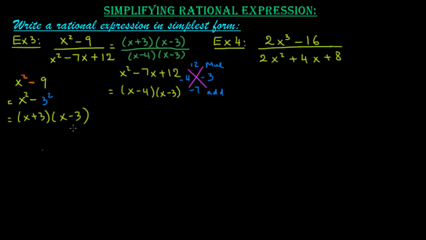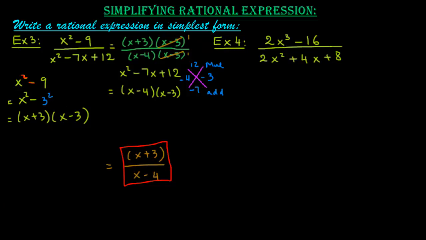So which like term will be divided out? x minus 3 divided by x minus 3 is completely out, giving me 1 and 1. Then 1 times x plus 3 is still x plus 3. And 1 times x minus 4 is still x minus 4. And that is my final answer. Okay. You don't need the parentheses for the numerator.